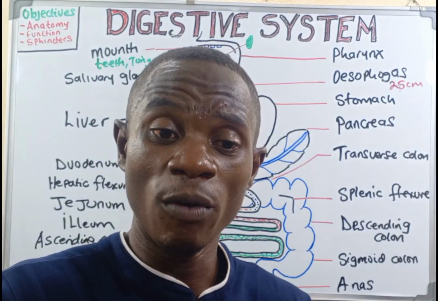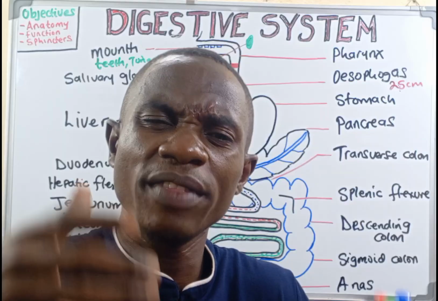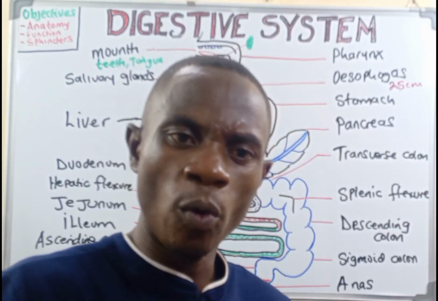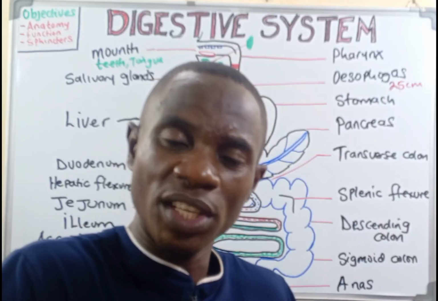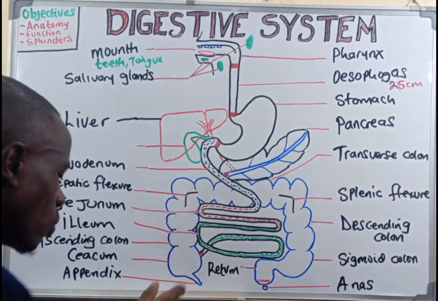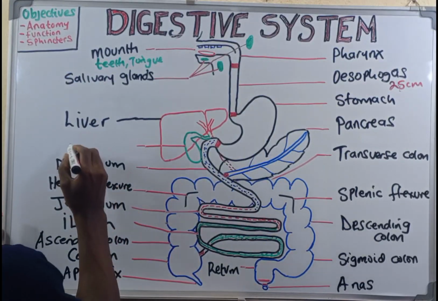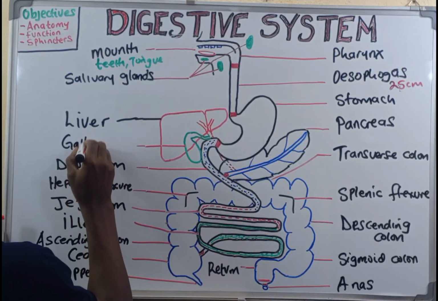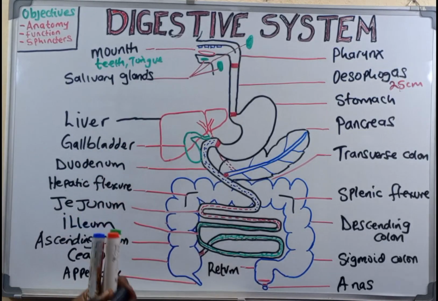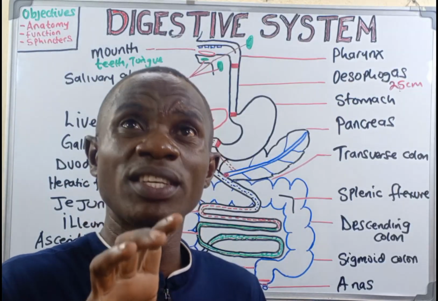Bile is going to be moving and gets stored and concentrated in one of the beautiful structures. You know how it's called, where bile has to go and get stored and then concentrated? That structure is this green structure here. Do you know what it's called? This structure here is what we call the gallbladder.